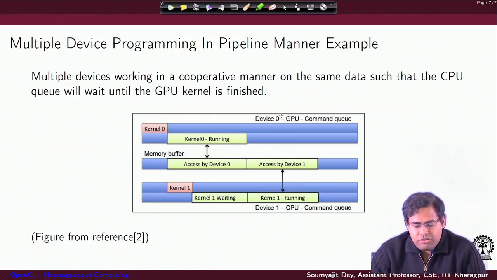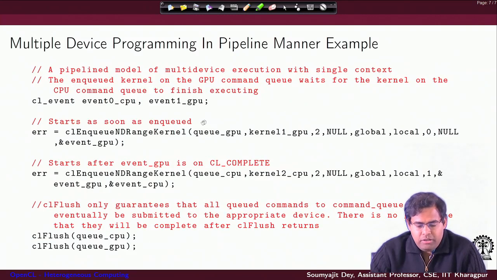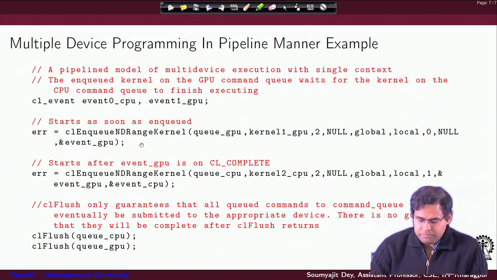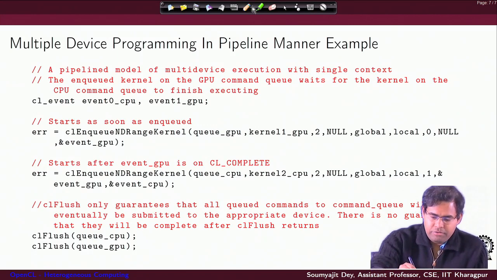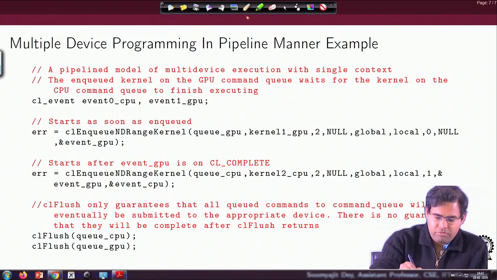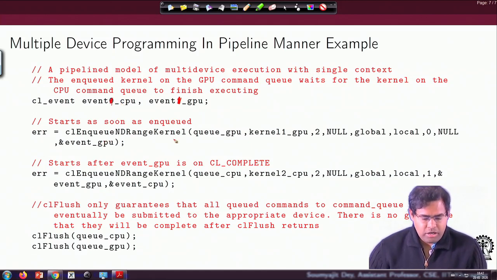Suppose we want to enqueue first on the GPU. For device 0, that is the GPU, you enqueue the kernel, and along with that you declare events, event CPU and event GPU. When this kernel executes, it will output an event GPU, and all you want is that the second kernel should start only when the event GPU is available to it. So, it is sensitive to event GPU.